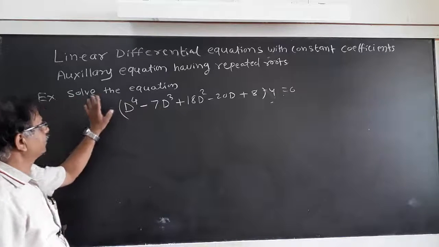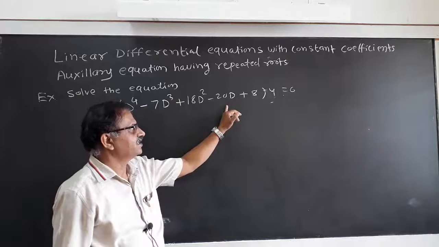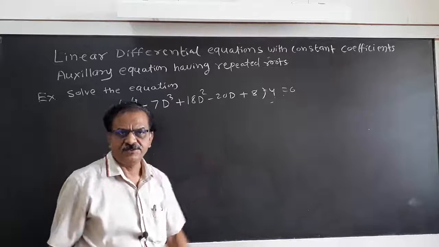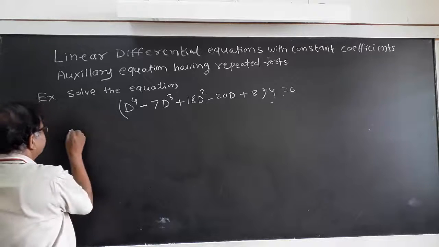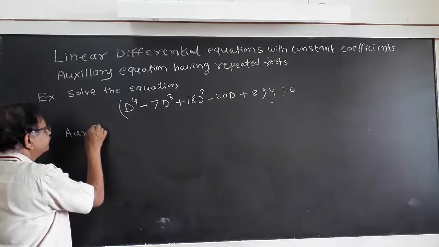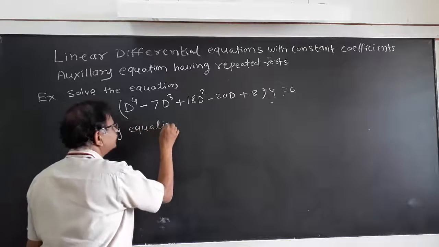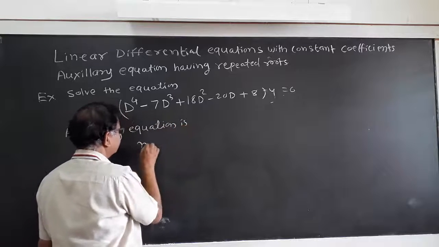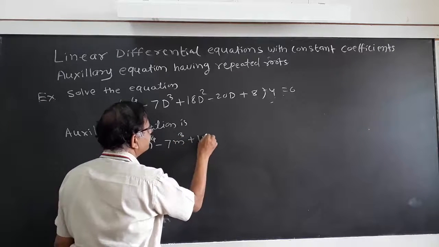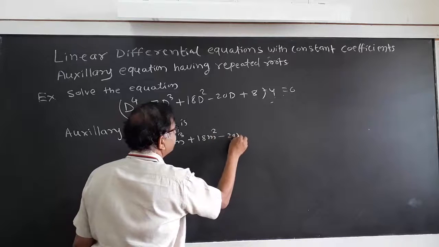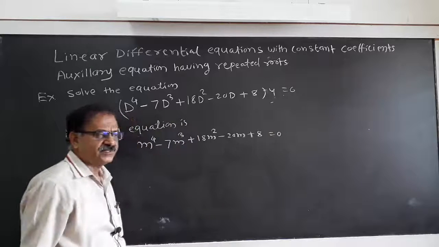Solve the equation d raised to 4 minus 7d cube plus 18d square minus 20d plus 8, y equal to 0. First of all, we shall write the auxiliary equation of this. Auxiliary equation is m raised to 4 minus 7m cube plus 18m square minus 20m plus 8 equal to 0. We have to solve this.